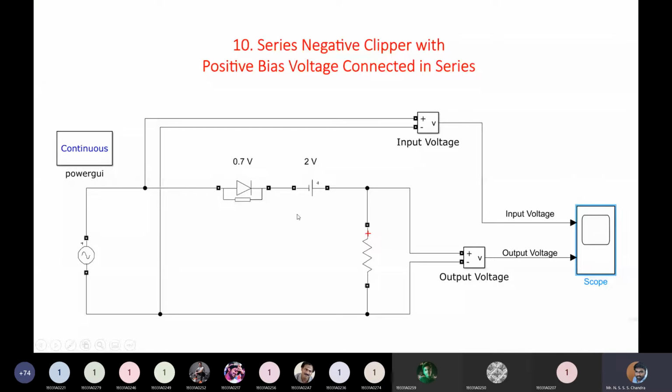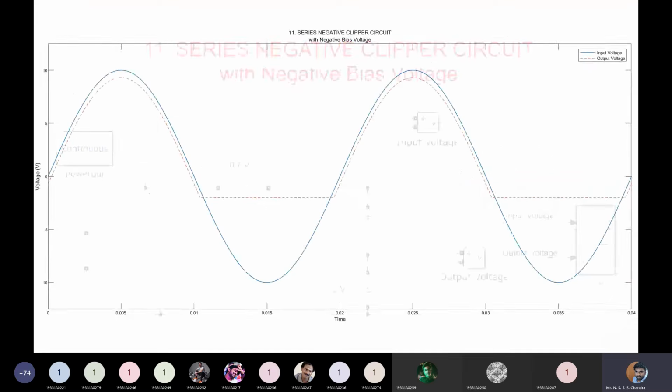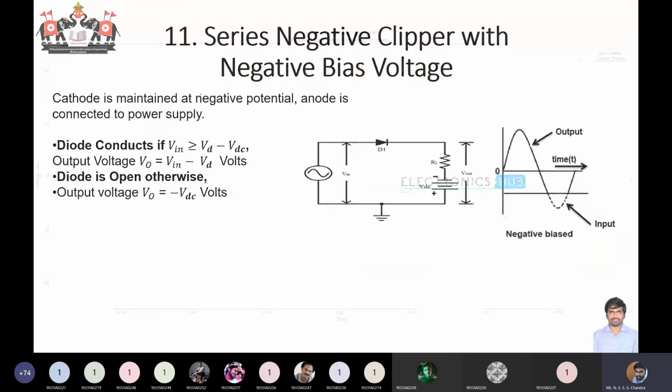So here we are connecting the series negative clipper with the negative bias voltage. So here bias voltage is negative voltage. Already we have seen series negative clipper with positive bias voltage. Did we see that series negative clipper with positive bias voltage?